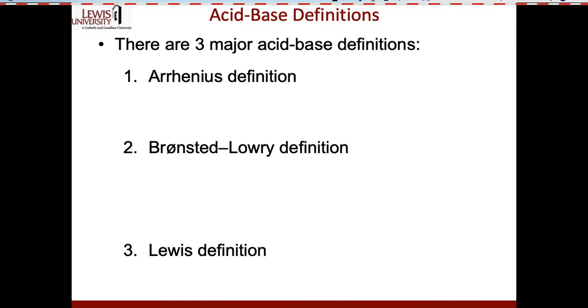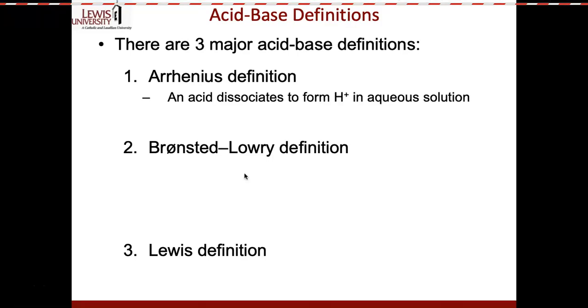Well, over time, people tried to define what it is. And as our understanding of chemistry got better and better, our definitions got better. And so we're going to look at all three of these definitions. The first of which is the Arrhenius definition. The Arrhenius definition is the simplest form of the acid-base definitions we have, where it just says an acid is anything that dissociates to create an H+ in solution, and a base is anything that dissociates to create an OH- in solution.